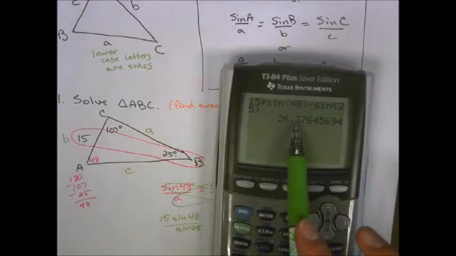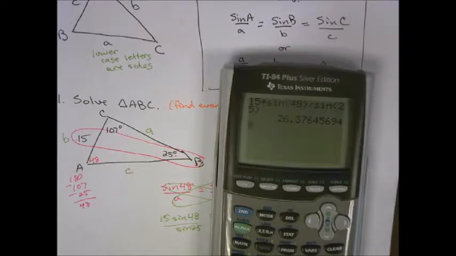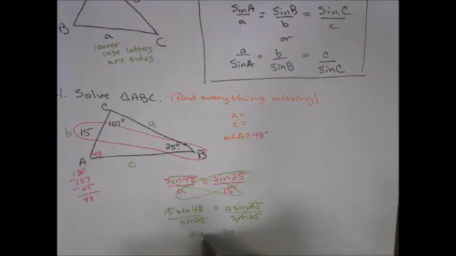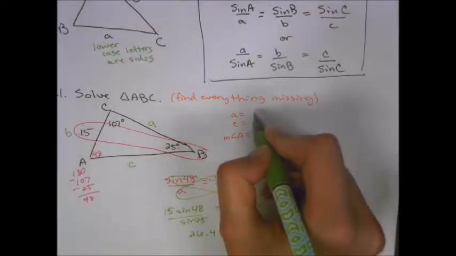And we get 26.37645694. I'm going to round to the nearest tenth, so 26.4. I'm going to write it back up here.